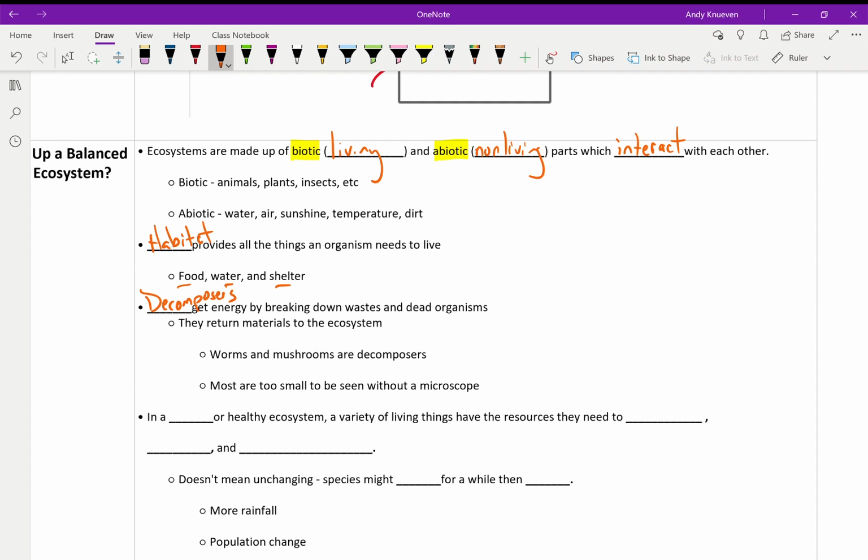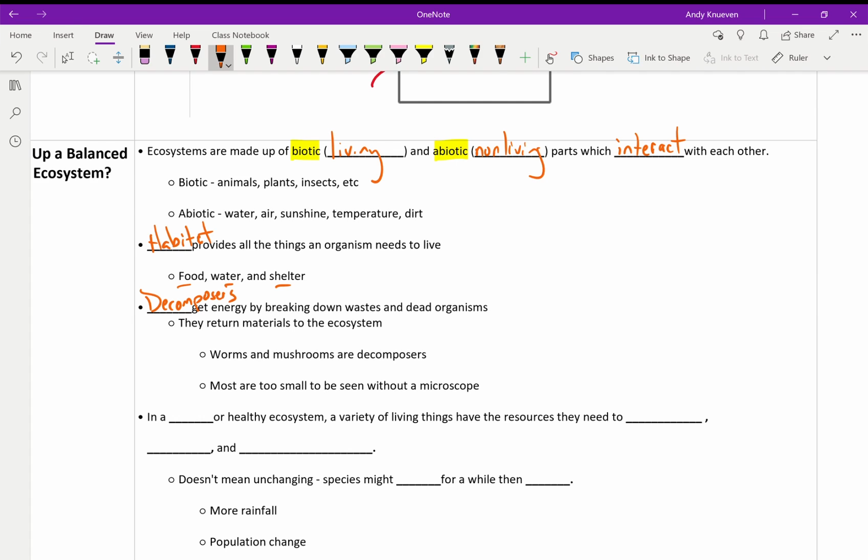Those are the things that break down waste and dead organisms. Without decomposers, the world would be really kind of creepy and gross. I mean, think of if every fall we have the leaves of trees that fall from the tree to the ground and they pile up. Without decomposers, we would have all these leaves continue to pile and pile and pile.